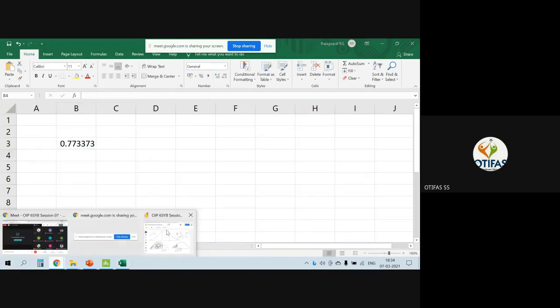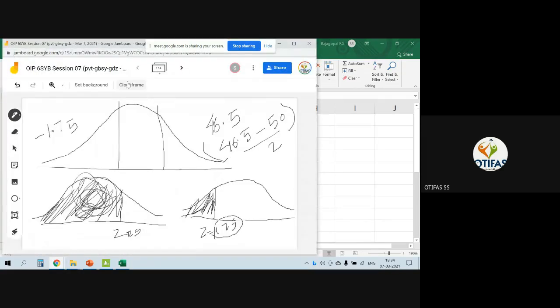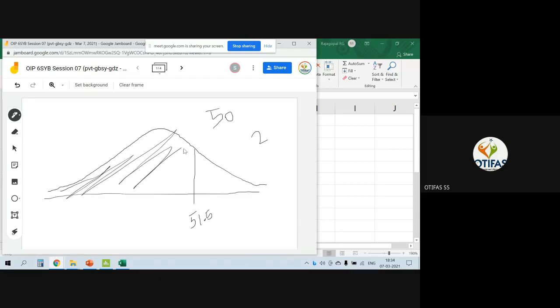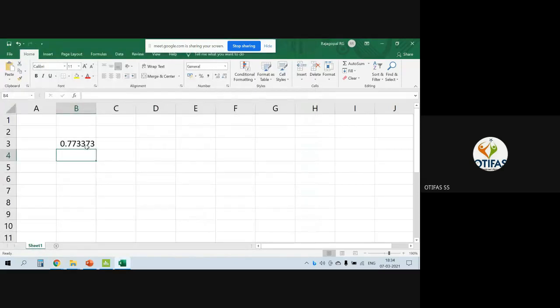Okay, this is the value. What is this? Now, let's see. So, this is the value for Z equal to 1.75, that means 51.5. For a normally distributed plot with mean equal to 50 and standard deviation equal to 2, the area under that curve up to 51.5 is, see, 77.33.